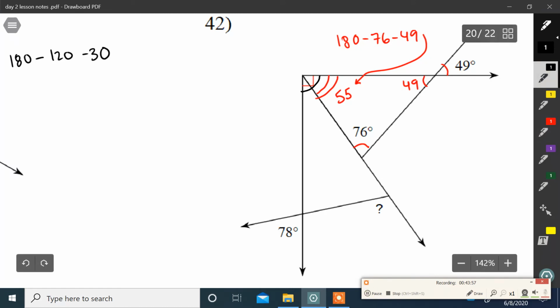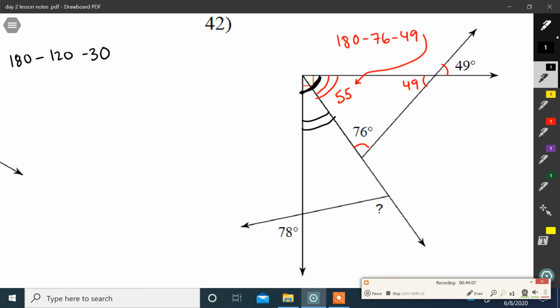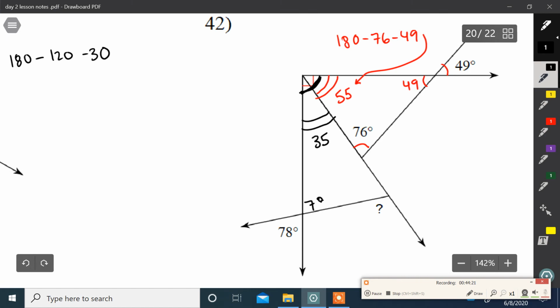Now I know that this whole thing, all of that is 90. So how do I find this portion right here? Well, if that's 55, I'm going to subtract 90 minus 55. This better be 35 because 35 plus 55 is 90 degrees. Almost there, guys. This is also going to be 78 because vertical angles are congruent to each other. I need to find this guy in order to find the missing information that I have here.